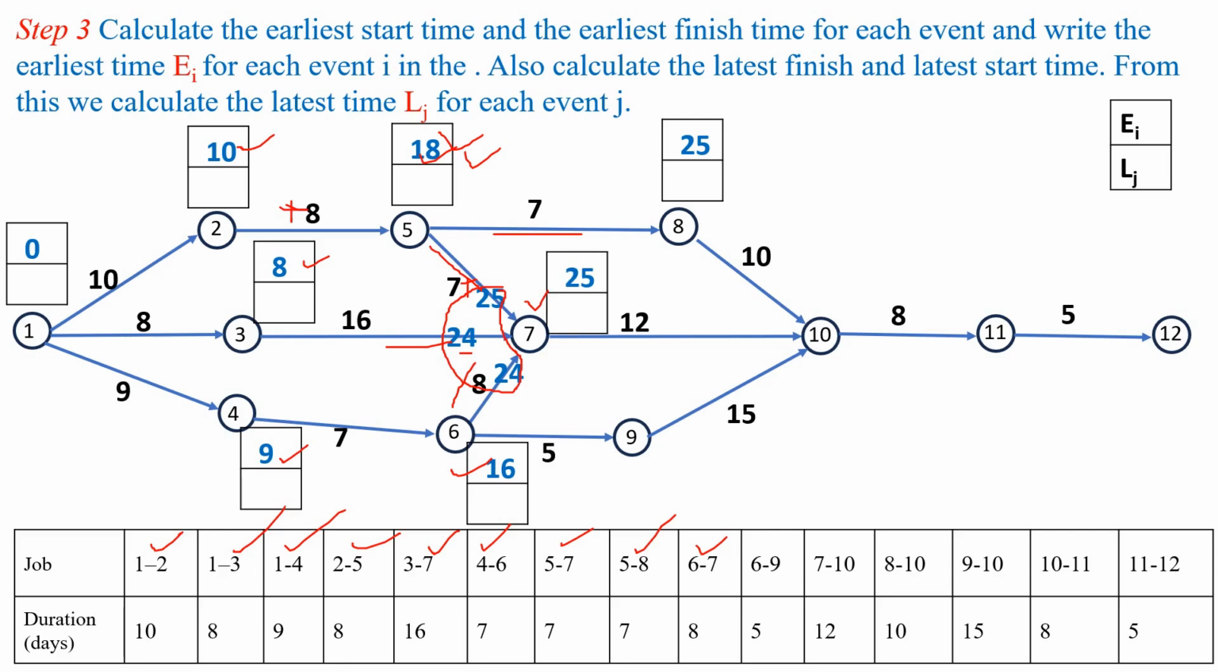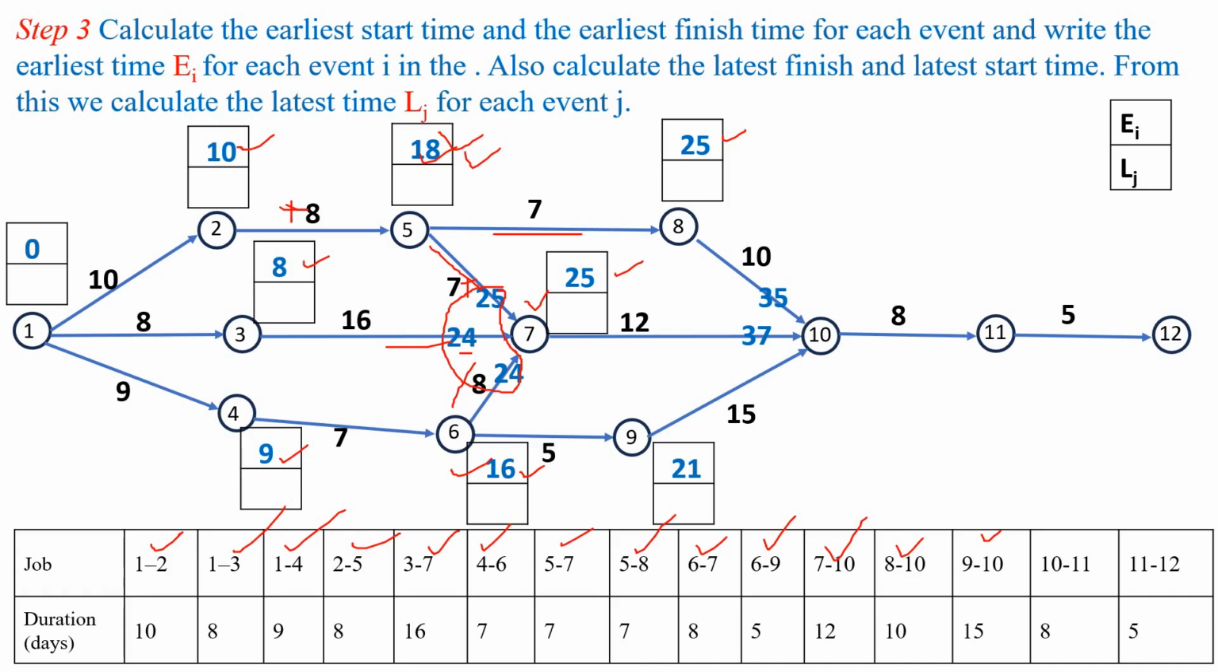Next one is the activity 6 to 9. Start time is 16 and finish time 16 plus 5, 21. Next one is the activity 7 to 10. For activity 7 to 10, start time is 25. Finish time will become 25 plus 12, 37. Next one is 8 to 10. For 8 to 10, start time is 25 and finish time will become 25 plus 10, 35. Next one is 9 to 10.